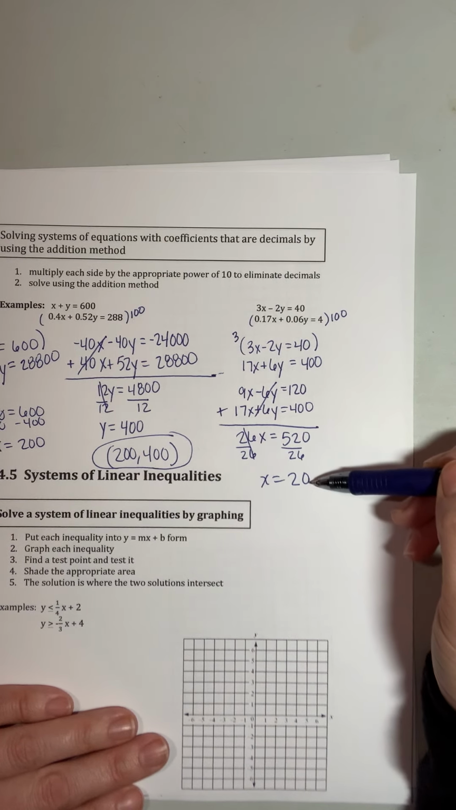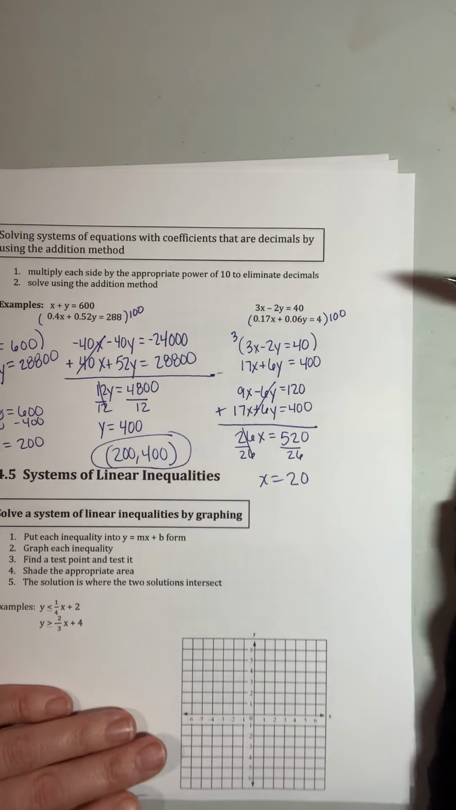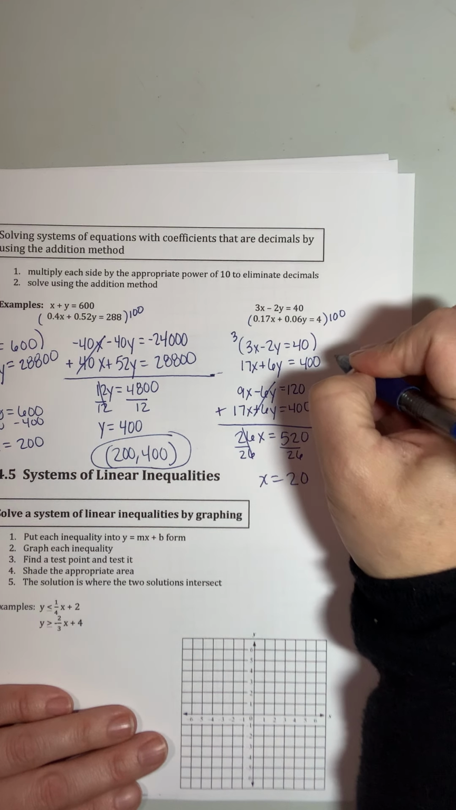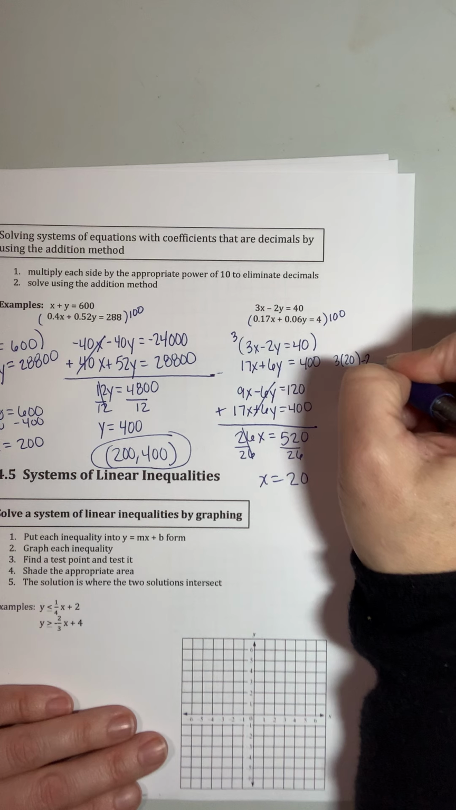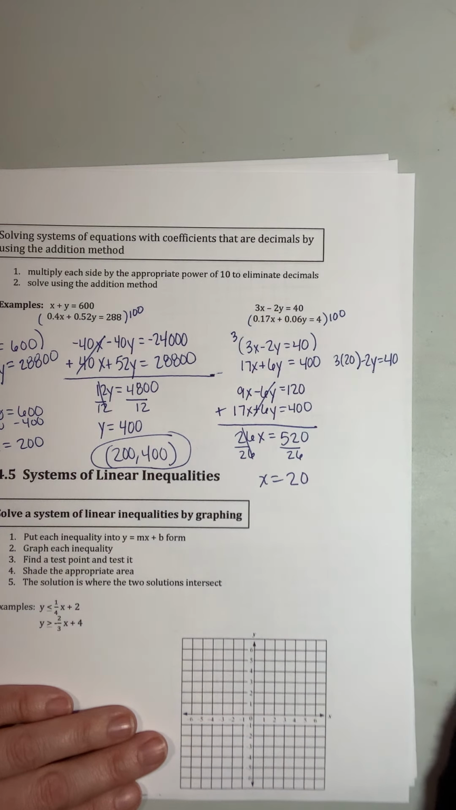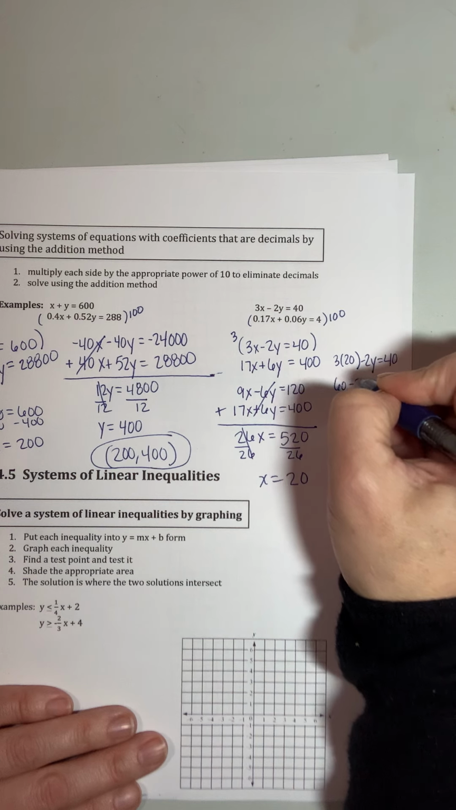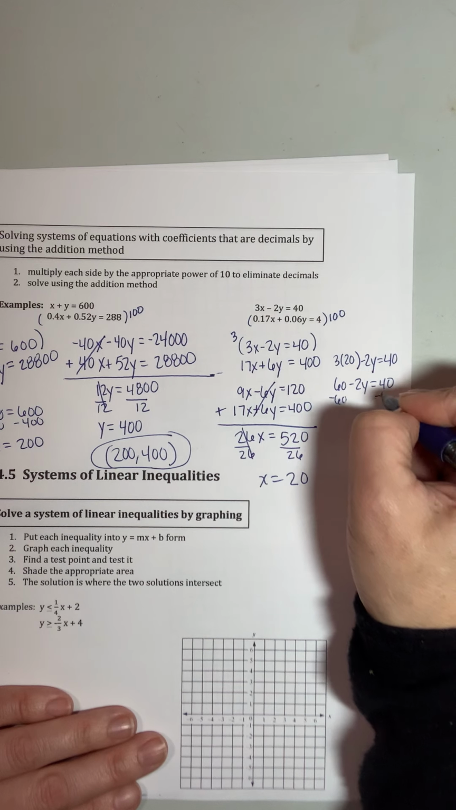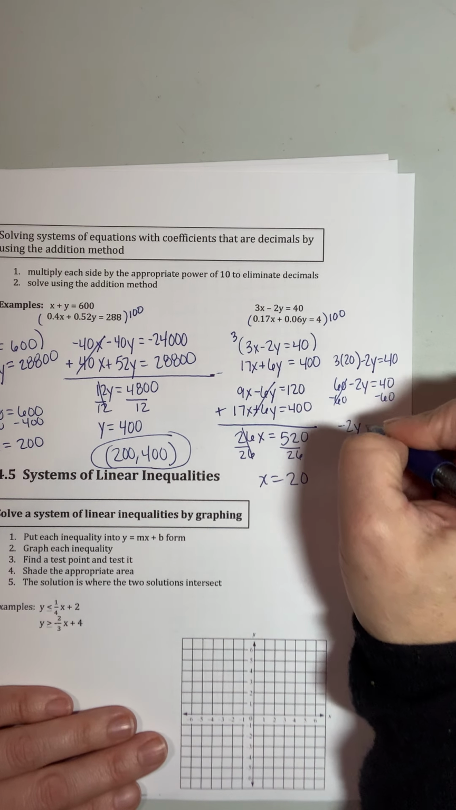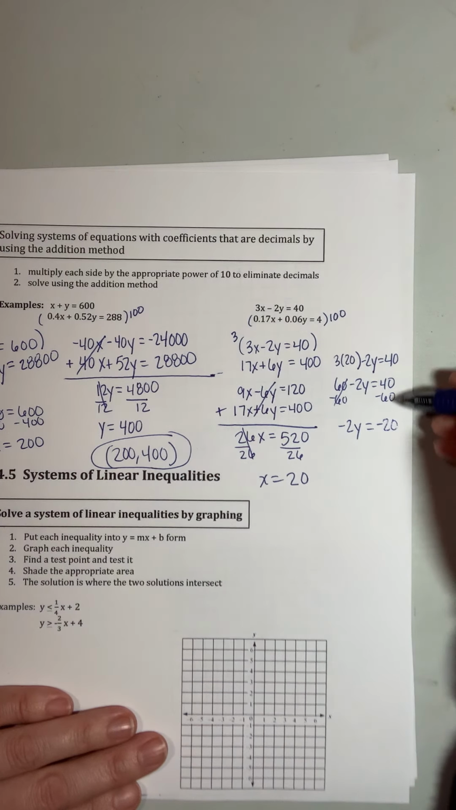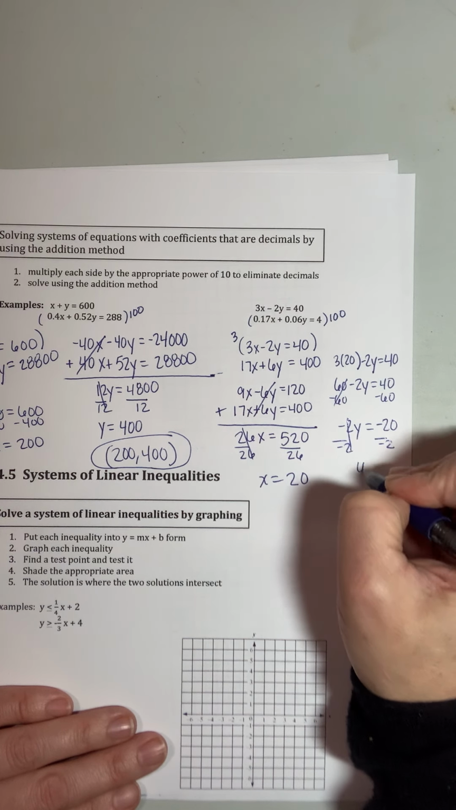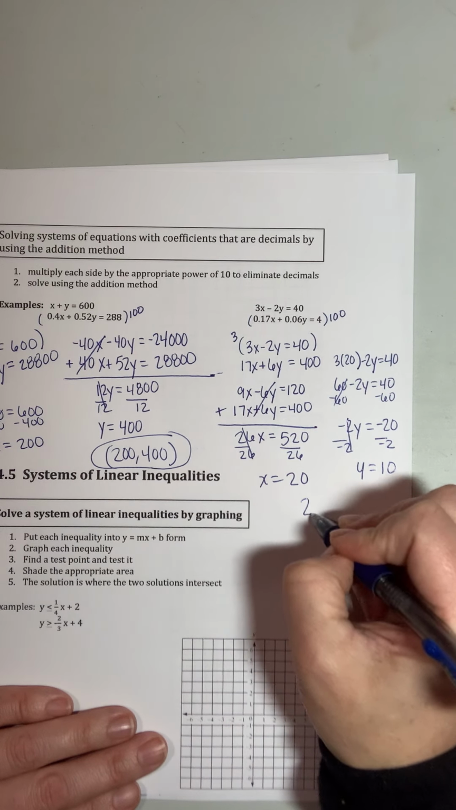Okay. Now that I know x, I can plug it in. Use the top one, don't use the decimal one, it just makes it more difficult. 20 in here, and it's x, so I have 3 times 20 minus 2y equals 40. So I have 60 minus 2y equals 40. Subtract 60, subtract 60. -2y equals -20, because that's one of each, and when you have one of each, you subtract, and the bigger one is negative. Divide by -2, divide by -2, y equals 10. So 20, comma 10.